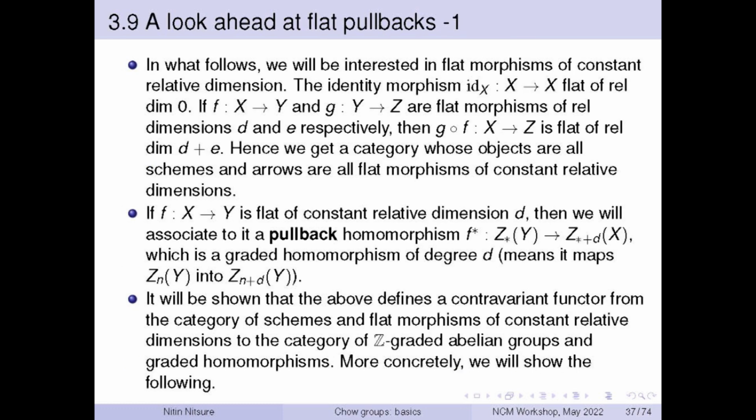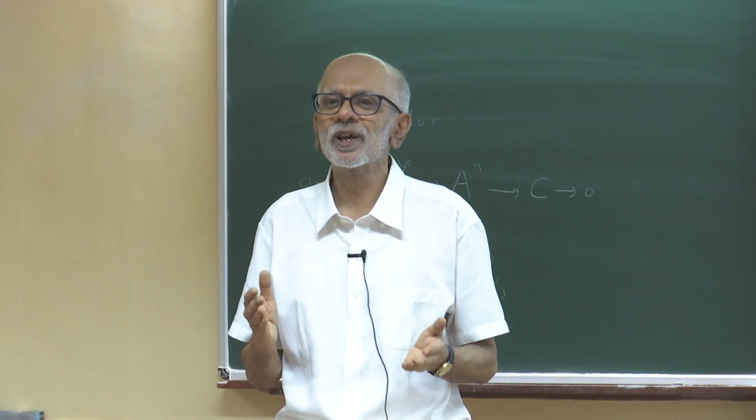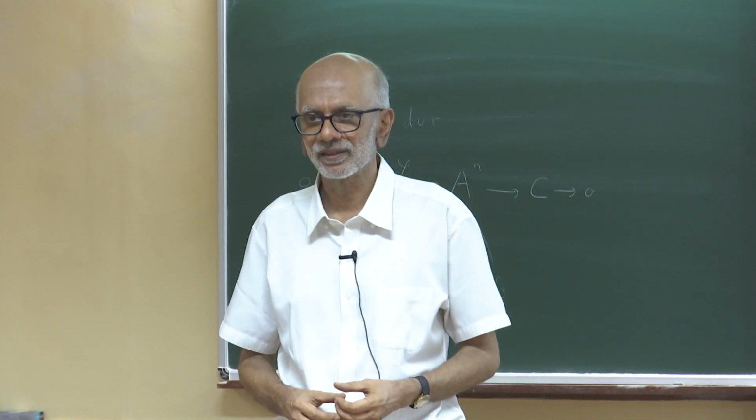And so let's have a quick look ahead at what we are going to do. So we'll be interested in flat morphisms of constant relative dimension. I said for Chow groups we'll prove functoriality with respect to morphisms of various kinds. For push forward, we took any proper morphism. For pull back, we are going to consider flat morphisms of a constant relative dimension. Only those. The functorial property we will prove with respect to such morphisms. What about all other vast set of morphisms in algebraic geometry? How do Chow groups behave with respect to that? You will hear more about it in the succeeding lecture series.